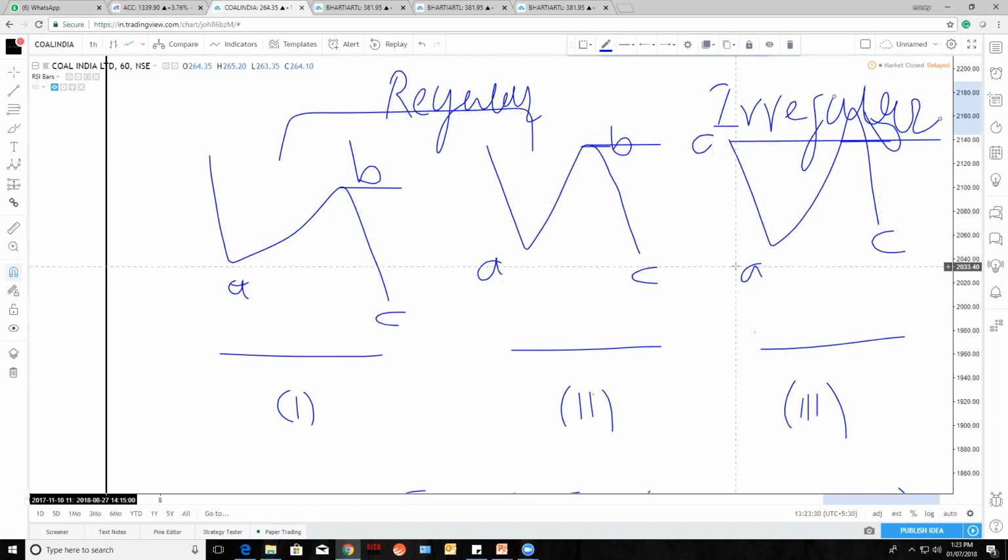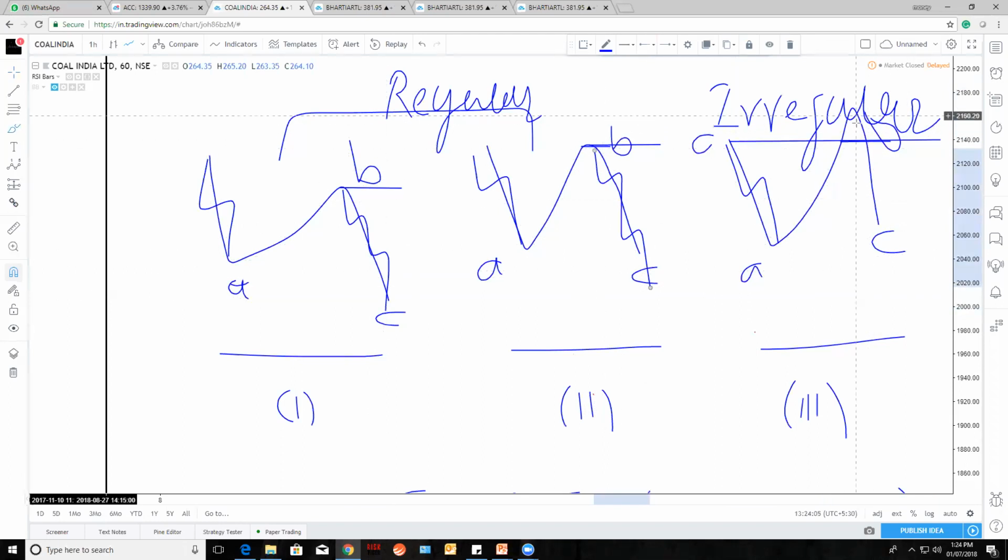Getting my point? See the structure once again. It's A, B, C, A, B, C, A, B, C in all three. In the first type, B is retracing only 81% or more than 80%. In the second, it is going up to 100%. Third, it's going more than 100%. But the internal structure is only ABC. Here it's ABC itself, and here it's only ABC. Now see here 1, 2, 3, 4, 5. Here also it's 1, 2, 3, 4, 5, and here also.